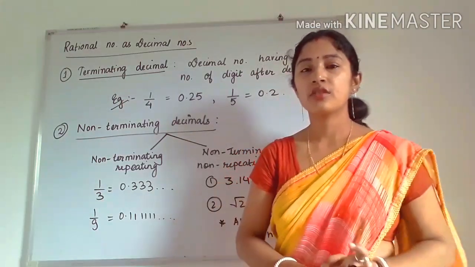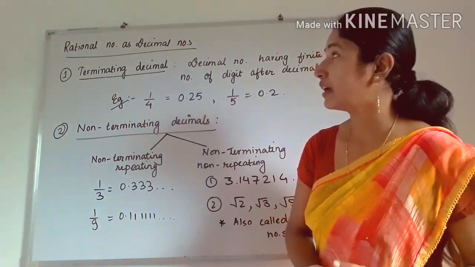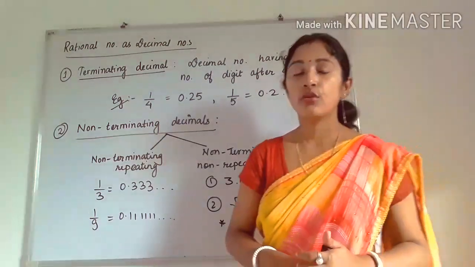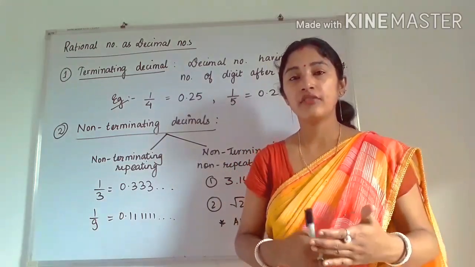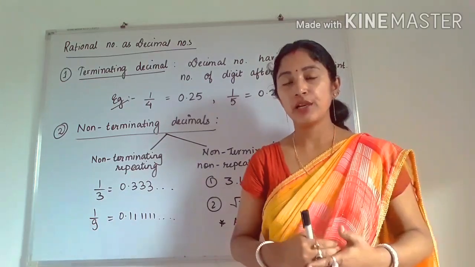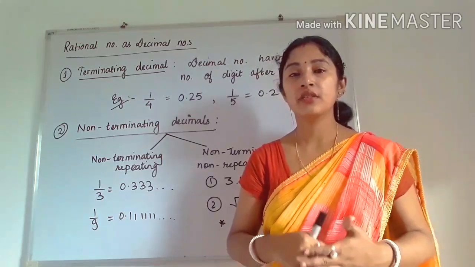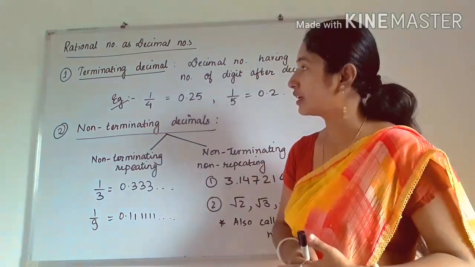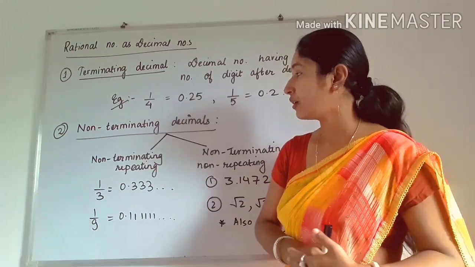So today I am going to start the next topic of this chapter, and the topic is rational numbers as decimal numbers. All of you know that a fraction can be represented as a decimal number. Decimal numbers can be broadly divided into two types. The first type is terminating decimal and the second type is non-terminating decimal.